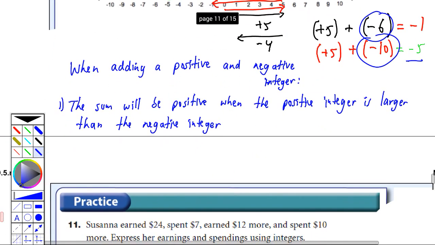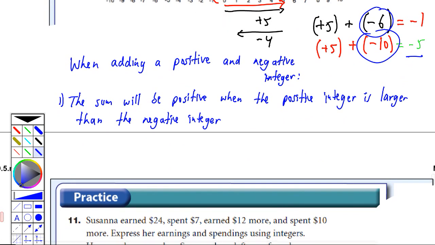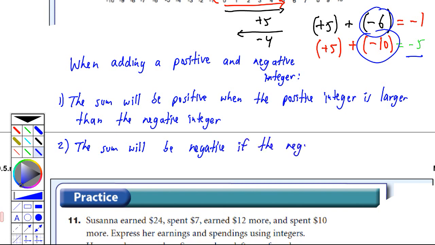And the opposite clearly is going to be true in the opposite case. The sum will be negative if the negative integer is larger than the positive integer.